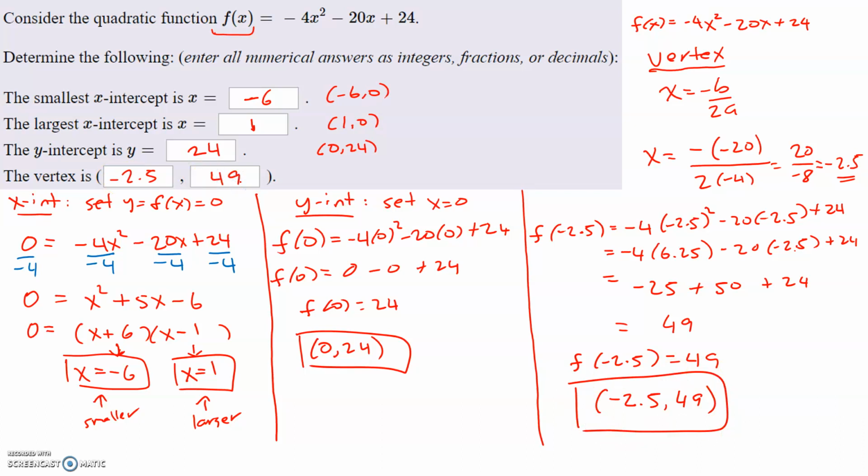And just as a reminder, we can only divide by negative 4 when the other side is equal to 0. We can't do that in these two instances.